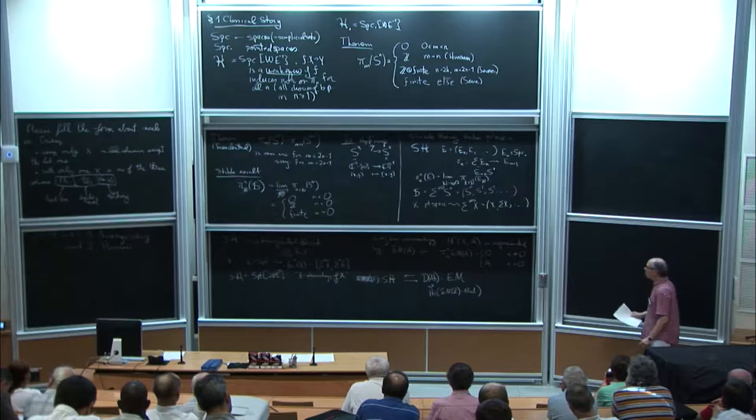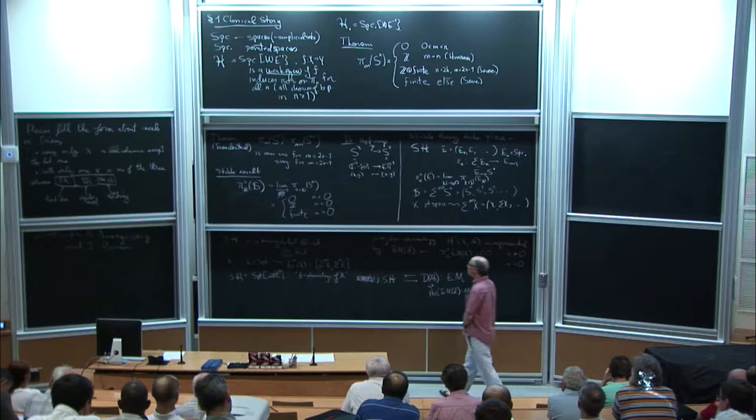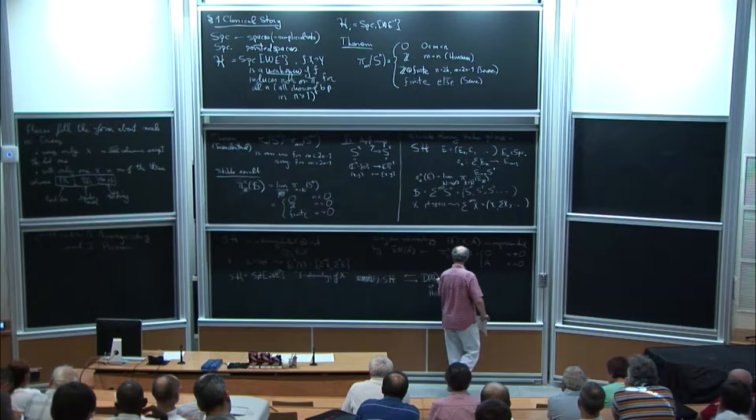And now Serre's finiteness theorem comes in. For this tensor structure, the sphere spectrum is the unit object. And of course, in this category, EMZ is the unit object. And so here we have a comparison.